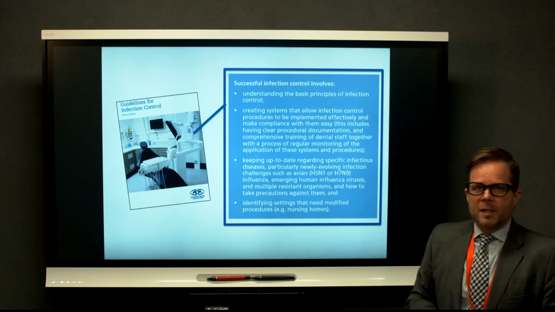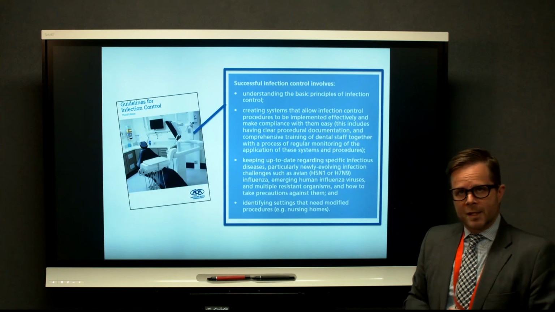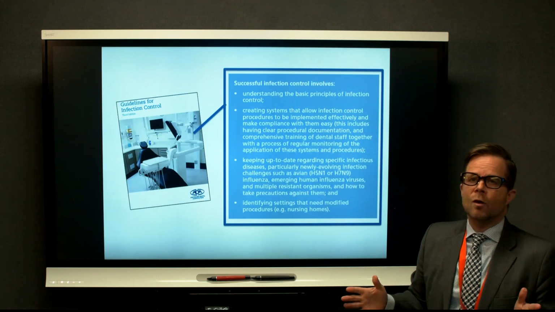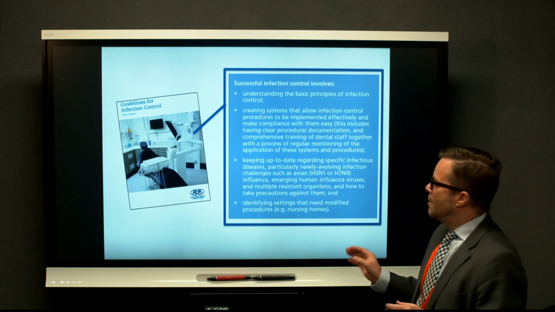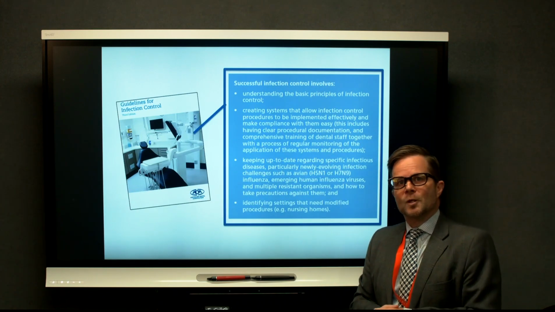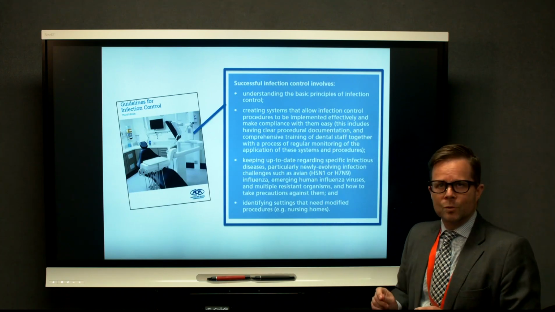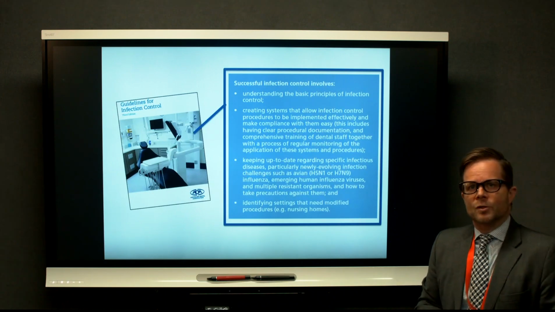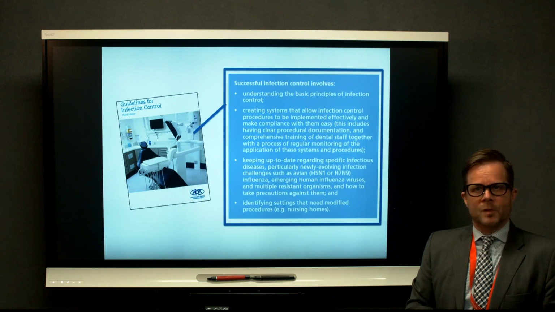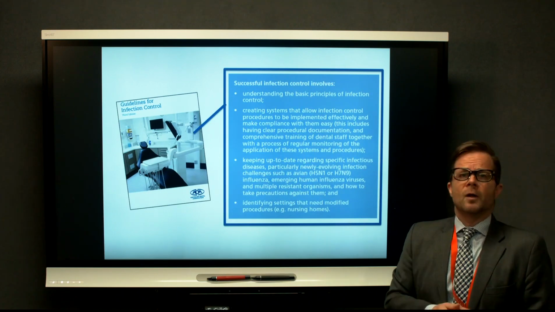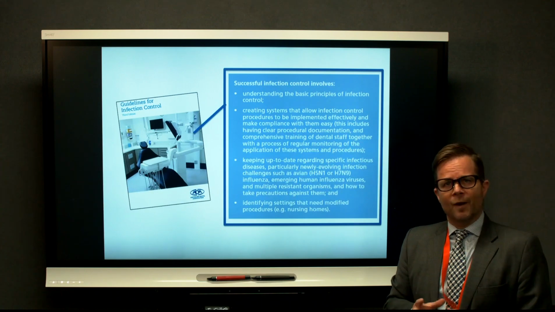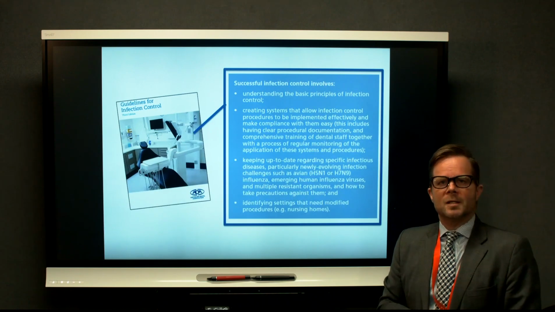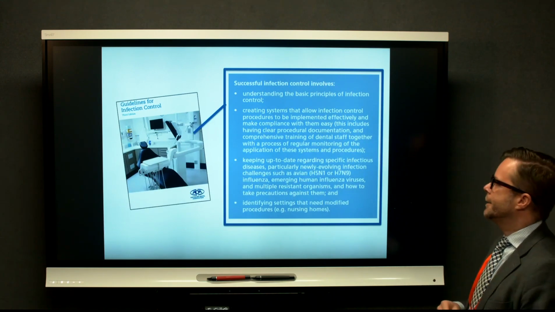And the last thing to do is to identify settings where you might need to do things a little bit differently. If you're moving outside the dental surgery, where it's quite easy to control or prevent infection, into non-traditional settings like nursing homes, schools, other areas, those environments aren't set up as well as dental surgeries are for the prevention of infection. So if we want to work in those environments, we need to have the skills to modify our infection control procedures to ensure that we are keeping our patients safe regardless of where we provide the dental care.